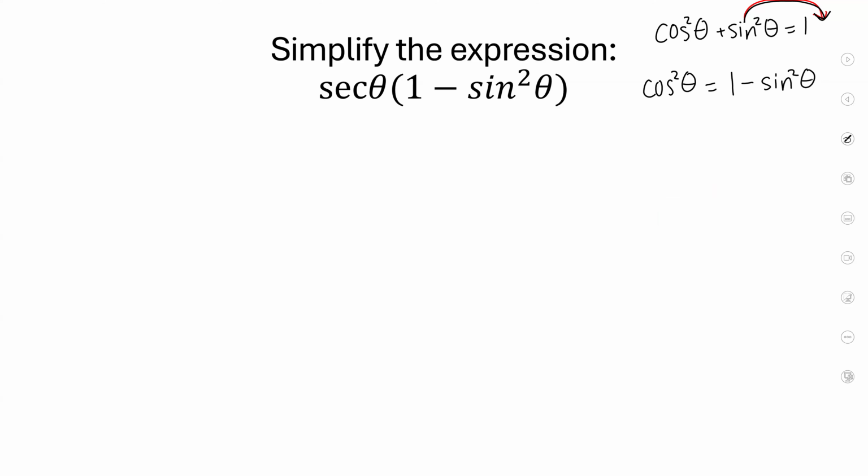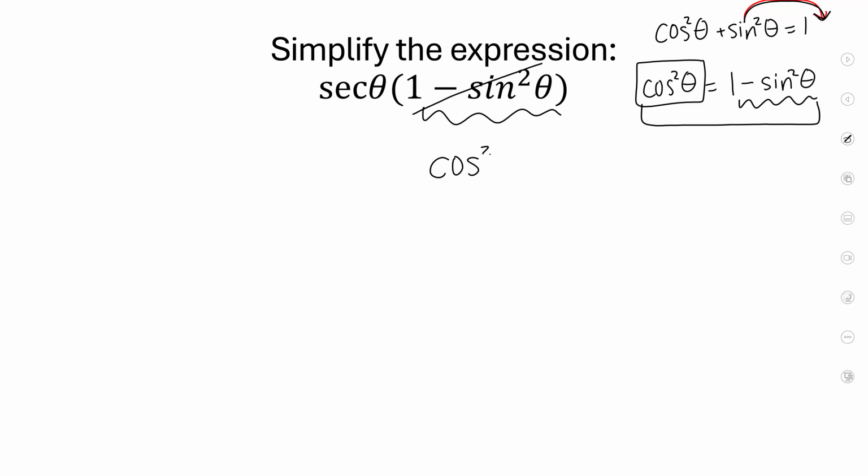So I took my identity and I had to move some things around. Now it matches what I have. This matches this. So instead of writing 1 minus sine squared theta, I'm going to write cosine squared. So I'm going to replace this whole thing with cosine squared. And I still have a secant. Okay, now remember my tip? Change things to sines and cosines when you can. So I'm going to write secant as 1 over cosine.